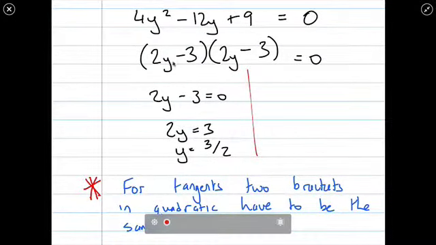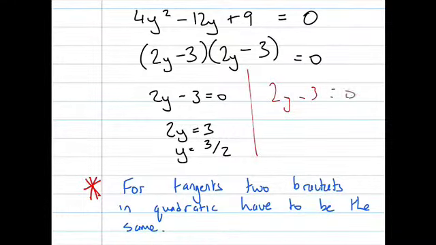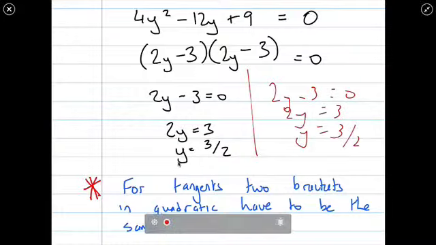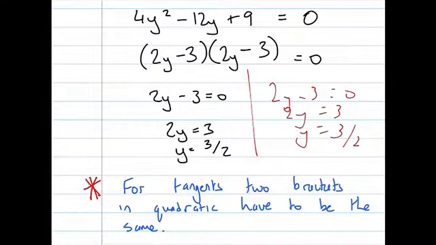2y minus 3 is equal to 0, 2y is equal to 3, y is equal to 3 over 2. Do the exact same thing here. 2y minus 3 is equal to 0, 2y is equal to 3, y is equal to 3 all over 2. Do you see anything there? Both the same. So what does that mean? It's going to be a tangent.